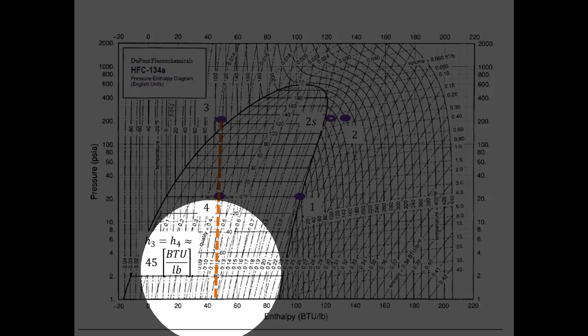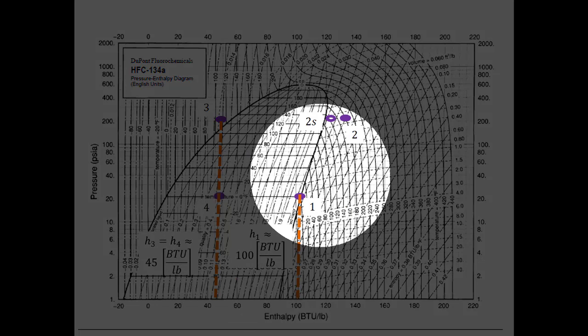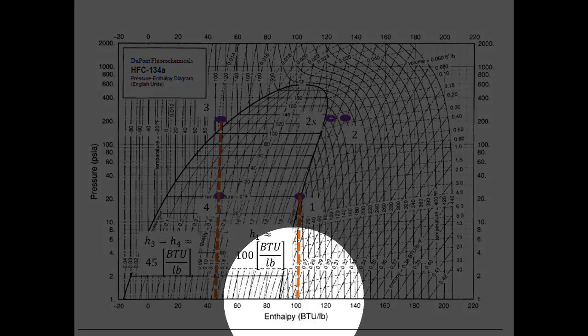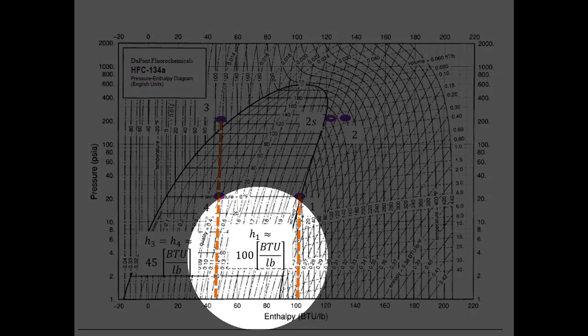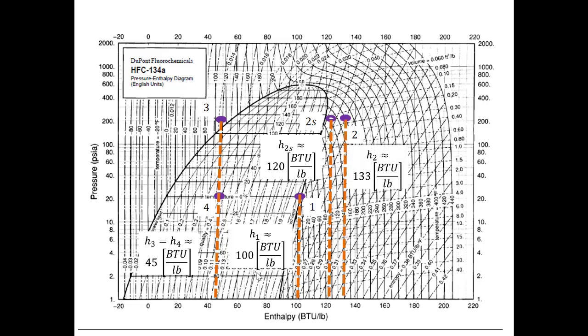I know that I'm losing some accuracy whenever I do something graphically, but this is a way where I can fix these states relatively quickly. Next, I'll do the same for state 1. Here, I'll say that this vertical line hits this axis at pretty close to 100 BTU per pound mass. State 2S hits at about 120 BTU per pound mass. And state 2 hits at about, I'm going to say, 133 BTU per pound mass.